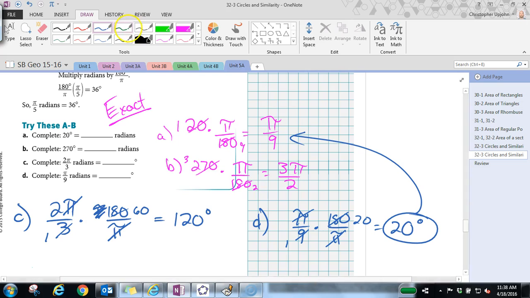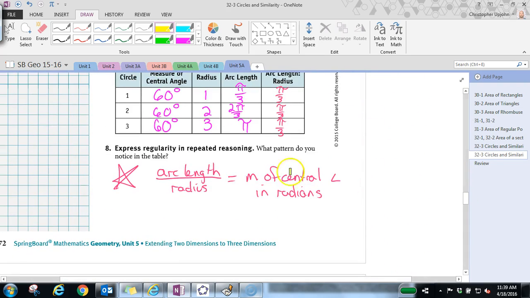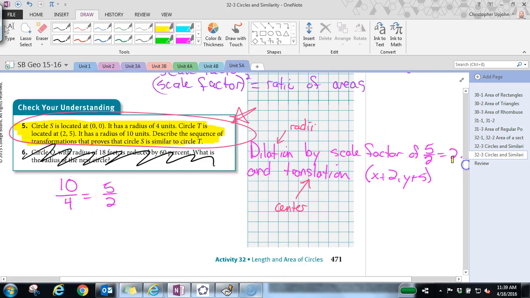What's important from this lesson? We need to be able to convert. And we need to be able to remember that. And remember how to do this kind of translation.